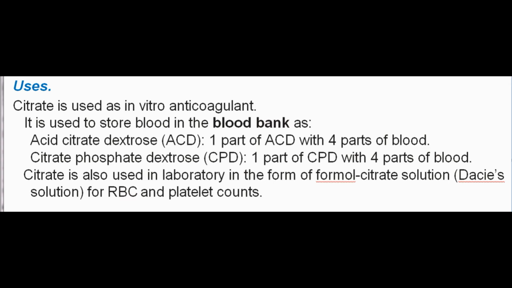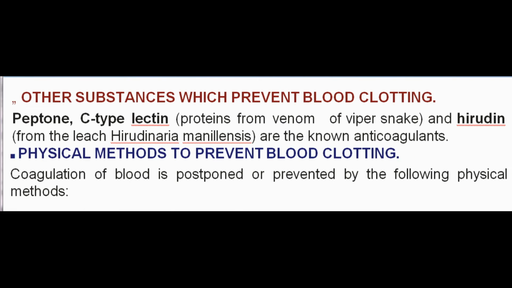Citrate is also used in laboratory in the form of formol citrate solution, Dacie solution, for RBC and platelet counts. Other substances which prevent blood clotting. Peptone, C-type lectin, proteins from venom of viper snake, and hirudin, from the leech Hirudinaria manilensis, are the known anticoagulants.